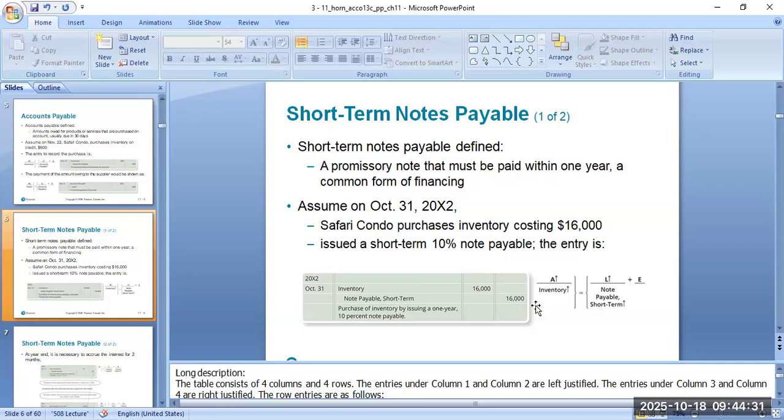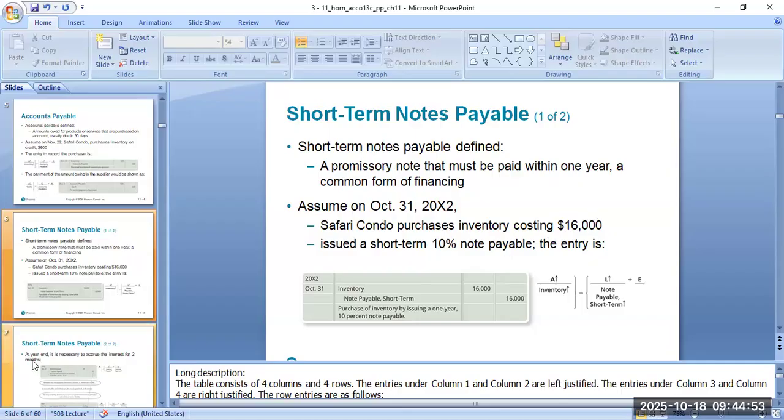So this company purchased inventory costing $16,000. Now, compared to accounts payable, on accounts payable we don't owe interest. But on the short-term note payable, we might owe interest. In this case, we have to pay 10% on the note payable.